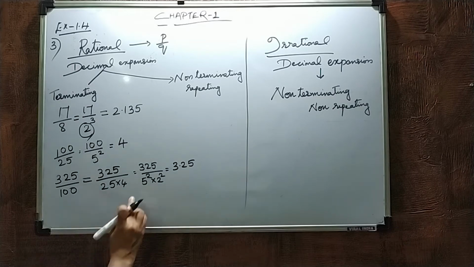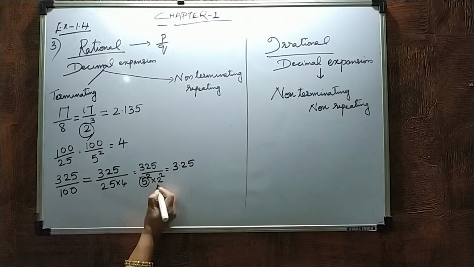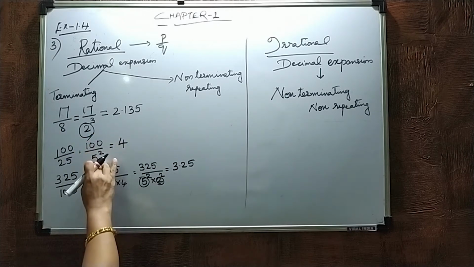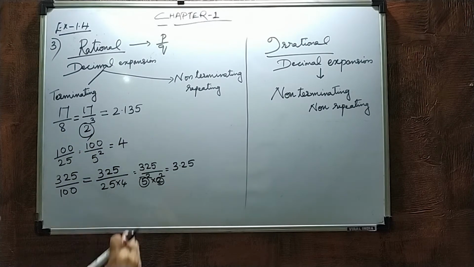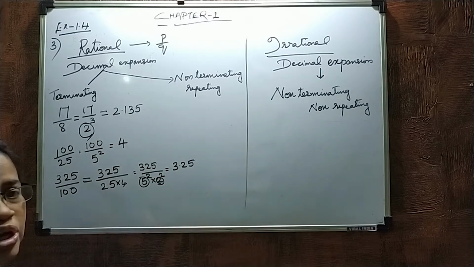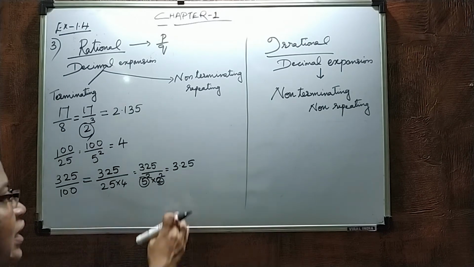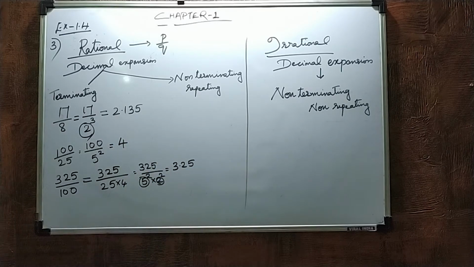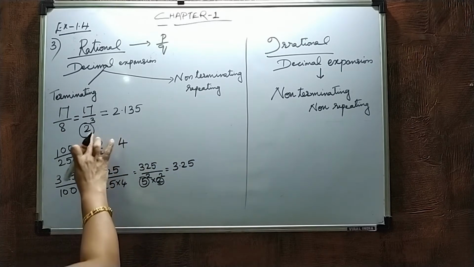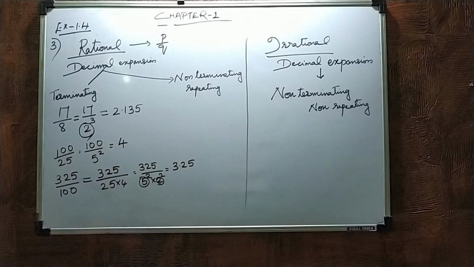Right? So now look, here the factors are 5 and 2 is there. Again we got terminating. So what can we find out from these examples? The decimal expansion of rational numbers terminates when the factors of Q are either 2 or 5, or again we can say 2 into 5. That you have studied already, 2 raised to m into 5 raised to n. Then it terminates. Clear?